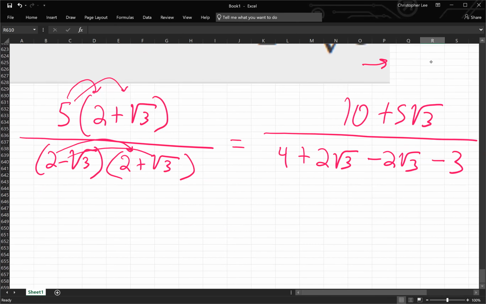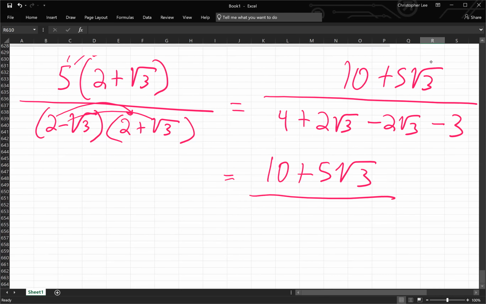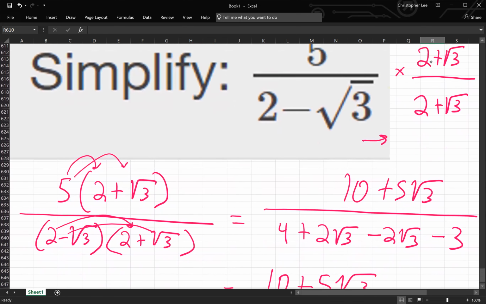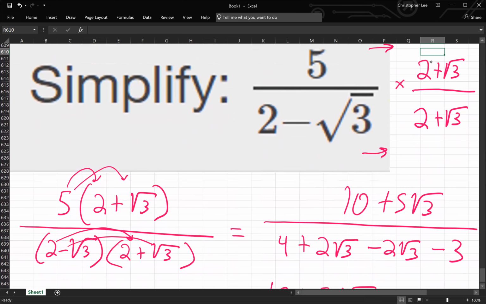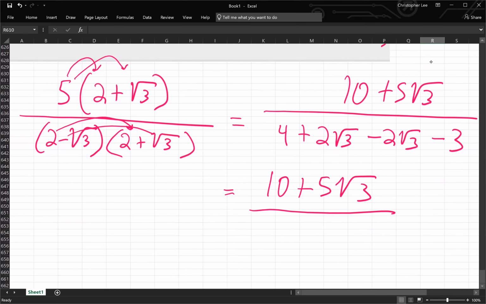Combine like terms, what do we have? We have 10 plus 5 square root 3. The 5 was already there in the original. Yeah, we're using it again. Exactly. Because 5 times square root 3 is 5 square root 3, because we can't combine it.